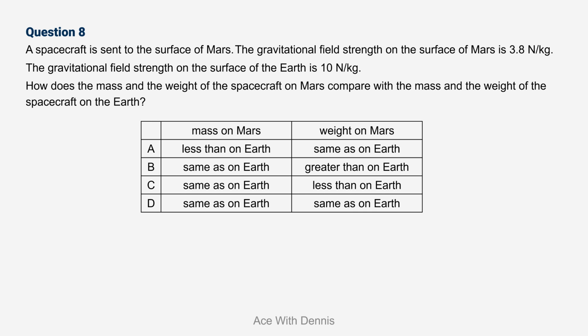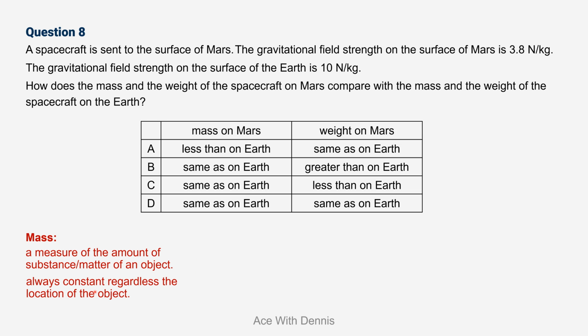So here are a few options. So you need to tell how the mass on Mars changes compared with the Earth. Similarly, the weight on Mars compared to the weight on the Earth. Okay, to answer this question, we talk about the mass first. So we need to recall the definition of mass, which is a measure of the amount of substance or matter in an object. Which means the mass is always constant regardless of the location of the object. Hence A will be incorrect because the mass has not changed, less than on Earth.